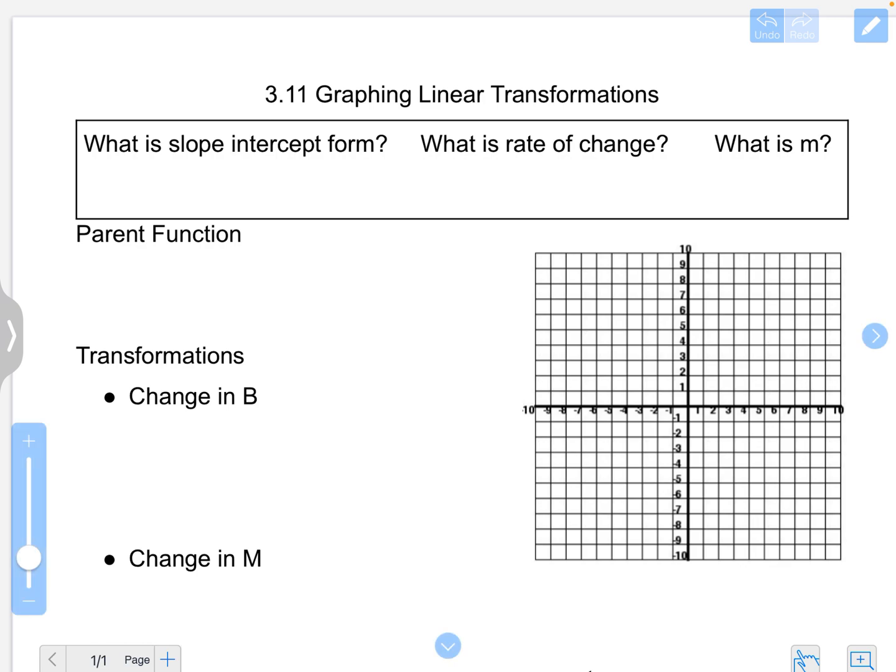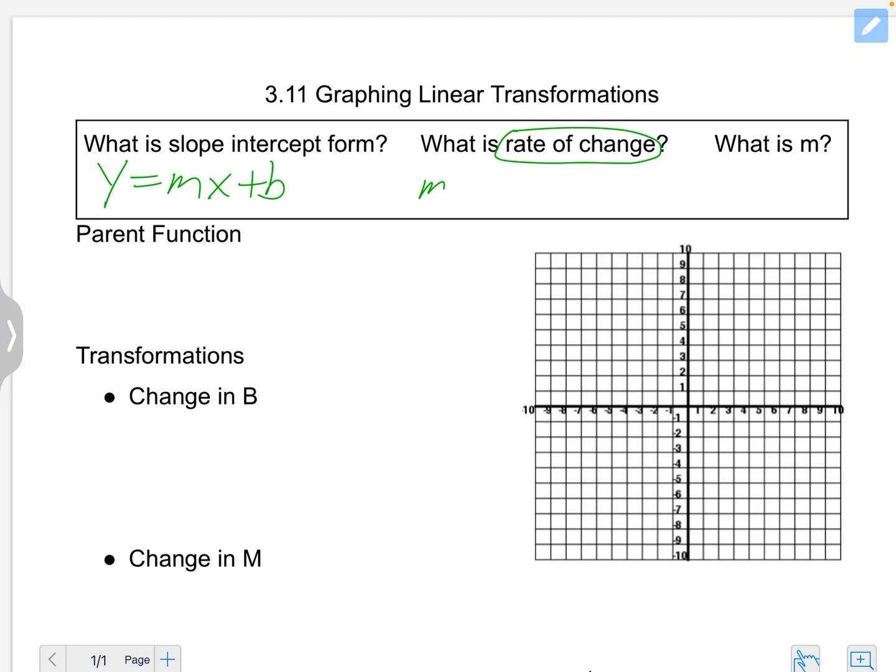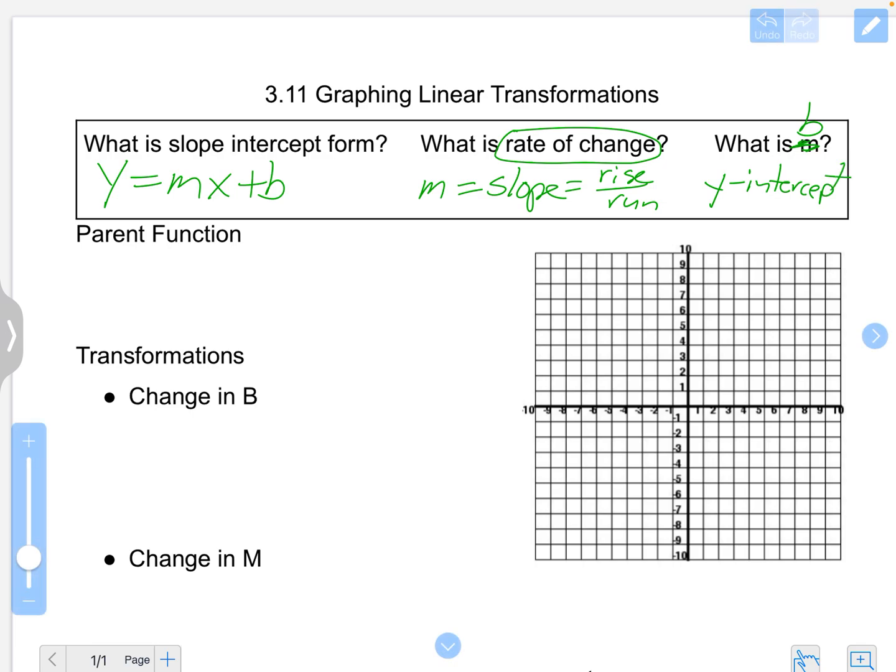One of the things that we know is that slope-intercept form is y equals mx plus b. The rate of change is also the letter m, which means my rate of change is the same thing as slope, and it's the same thing as rise over run. This should say what is b, and in my equation b is my y-intercept. So this is just a real quick reminder that will help us remember some of the things that we're going to need to know for this lesson here.